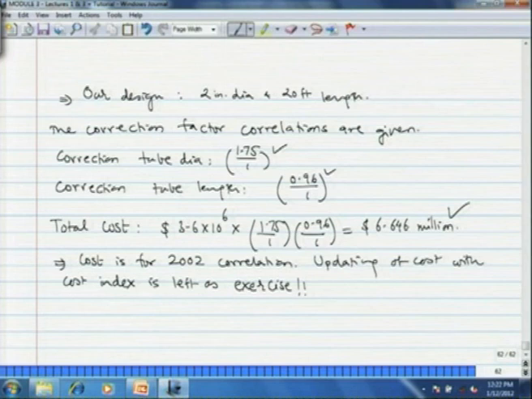So, you take the Marshall and Swift cost index for 2002, then you also take the Marshall and Swift cost index for 2012. The ratio of these two indices, you multiply by the total cost in 2002, and that will give you the total cost in 2012. But I leave this as an exercise.